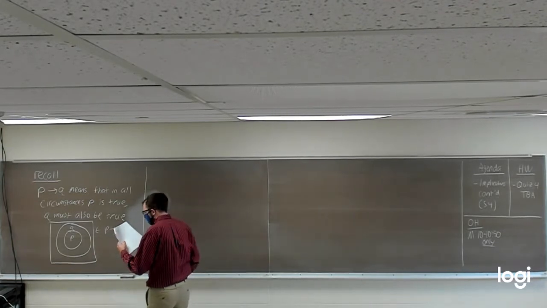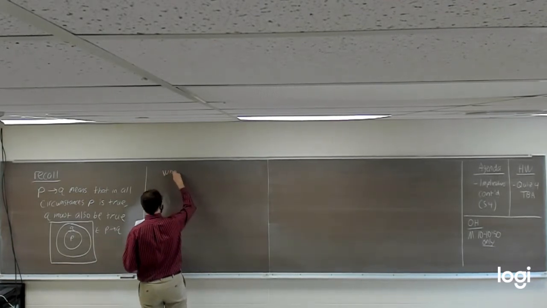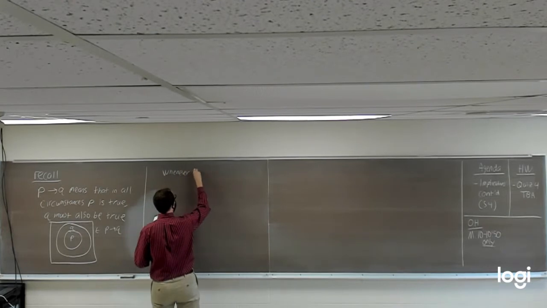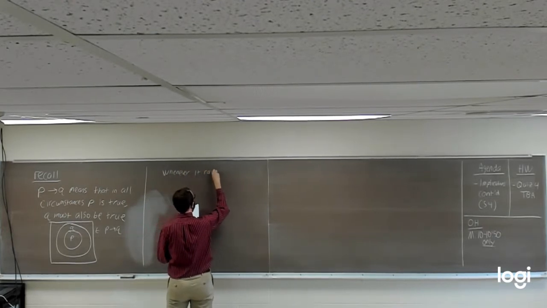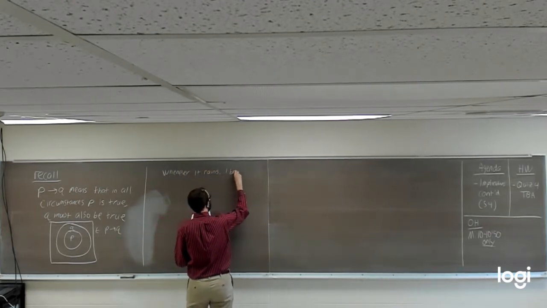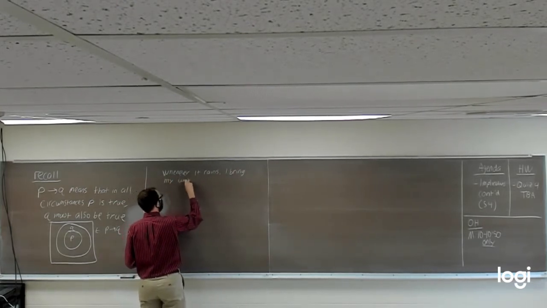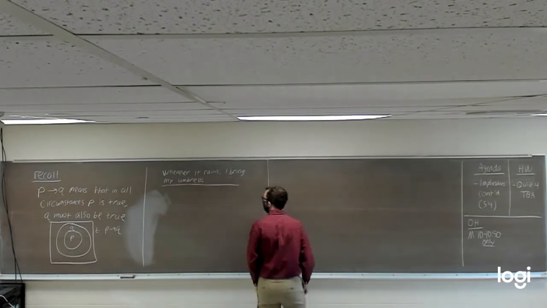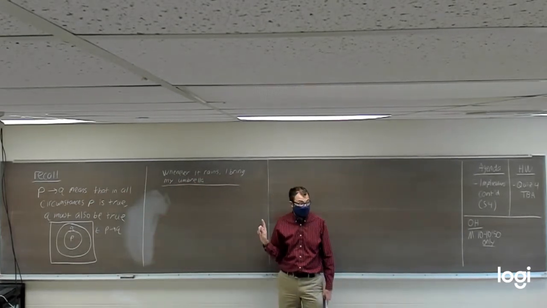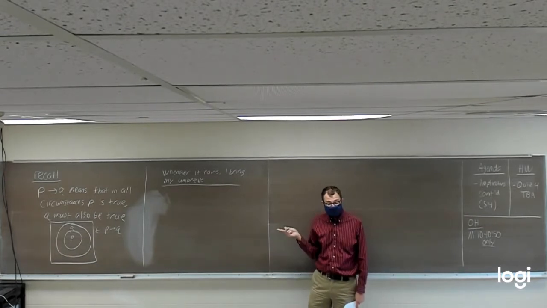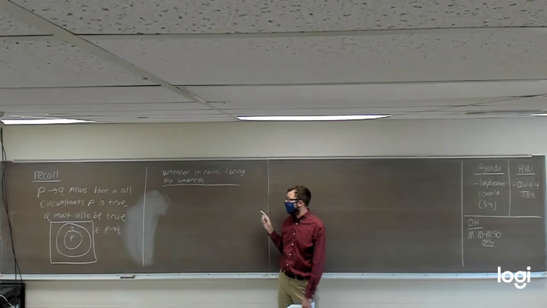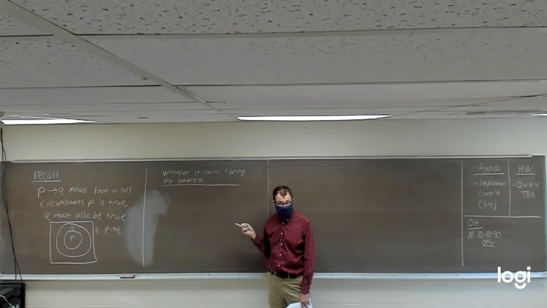So, start off with this one. Whenever it rains, I bring my umbrella. I claim this is an implication, despite the fact that it does not have either of the words if and then in it. No ifs, no thens. Nonetheless, I claim this is an implication.